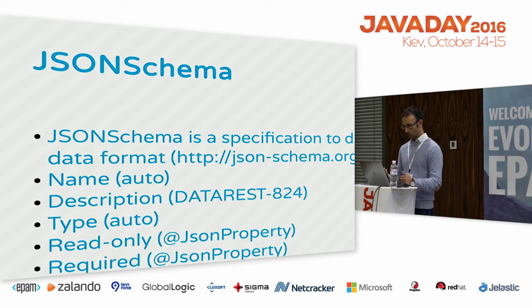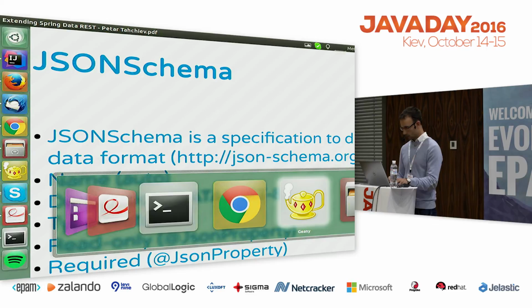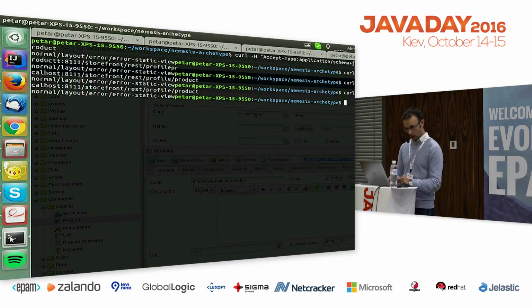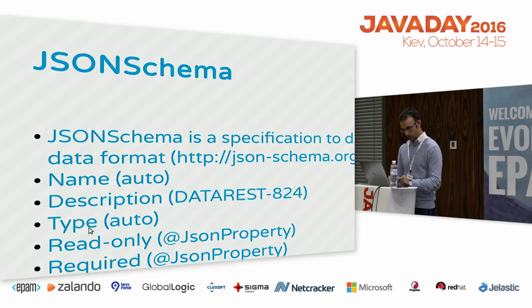What you're going to get is the JSON schema, which tells you, okay, this is the name of this property, this is the description of this property. Well, the description doesn't come yet because we have filed Data REST 824. You can go and vote for it if you want. It also tells you what the type is. So in this case, it's going to be a link to another type, or a string or a localized value, or you have an enumeration. And this is actually all you need.